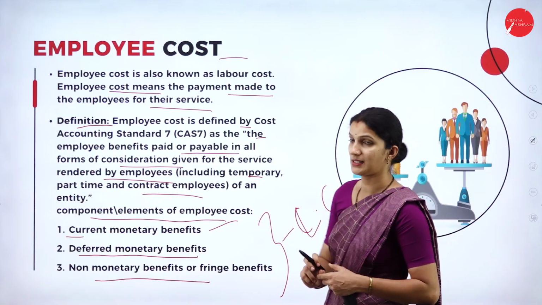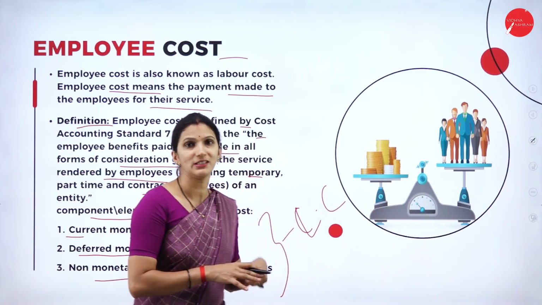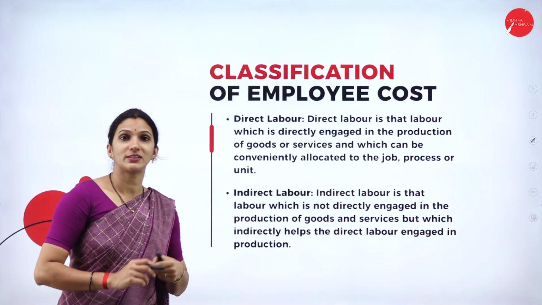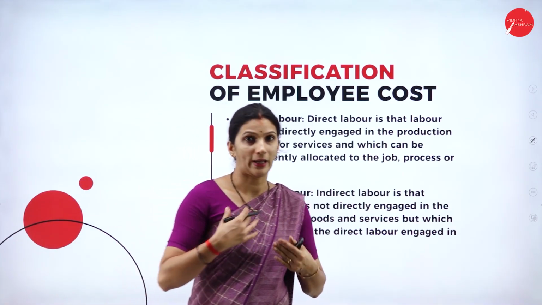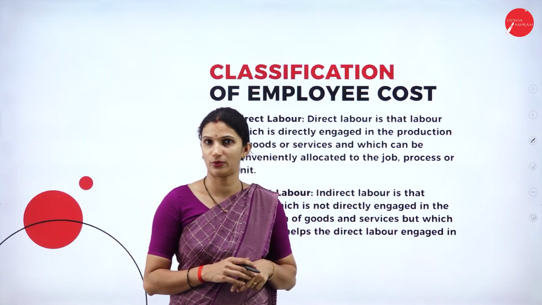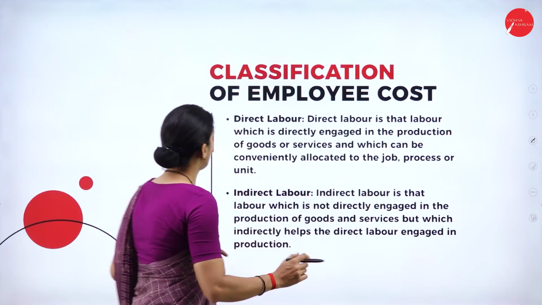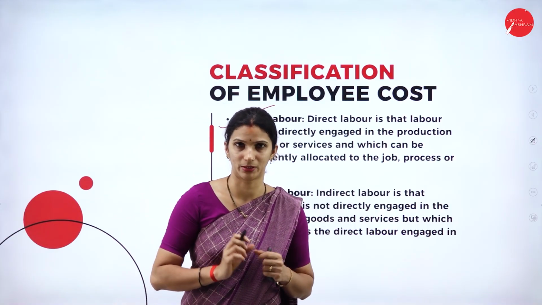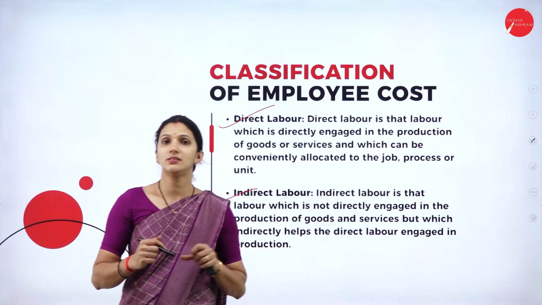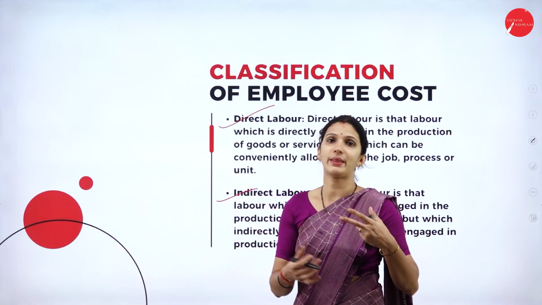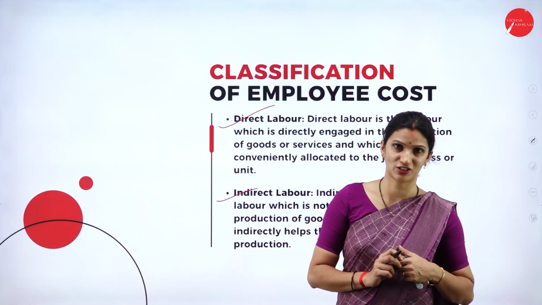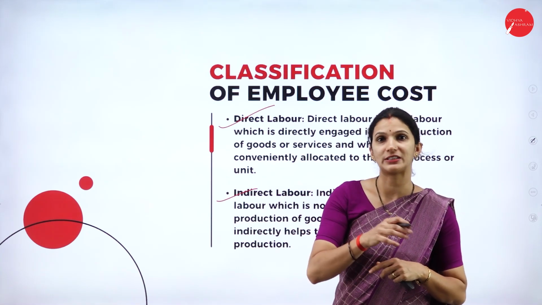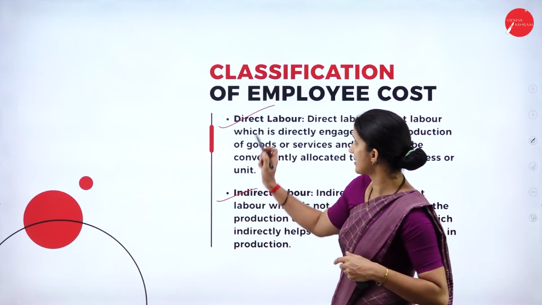So we have seen the definition of employee cost and what the elements of employee cost are. Next we will discuss the classifications of employee cost, or the types of employee cost that we have. Here we have one, the direct labor, and another one, the indirect labor. The direct labor means the wages paid to the worker who is directly involved in the process of production, or whose portion of work in that unit or process of production you can clearly identify. That we have here.